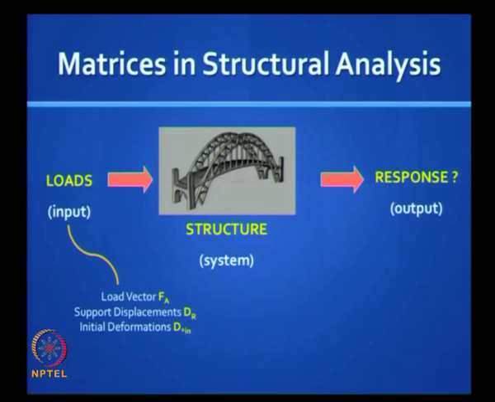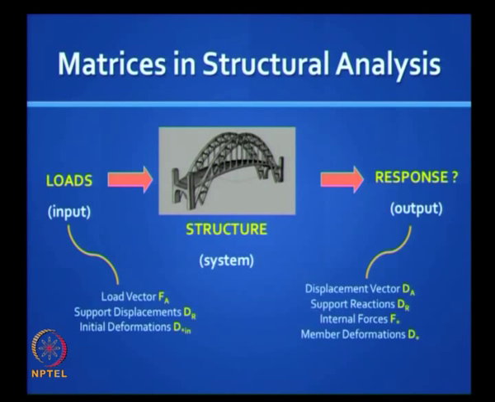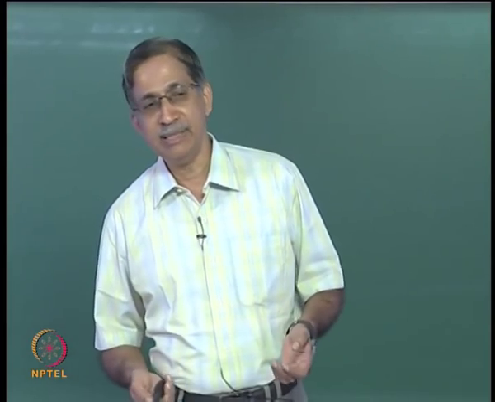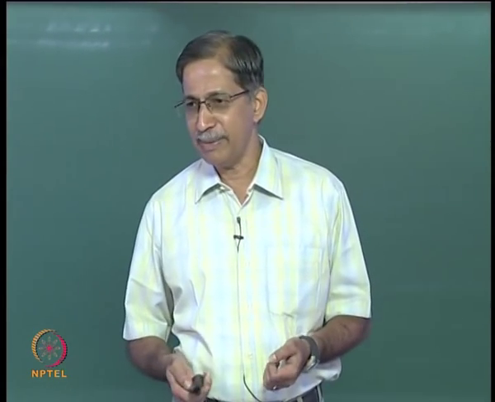For example, from the input side, you definitely have the load vector, which are loads that are applied at different joint locations. You may have known support displacement, so you have a support displacement vector. You may have some initial deformations or temperature changes. And what you need to find is the displacement at all the degrees of freedom that you've identified, the active coordinates. You need to find the support reactions, you need to find the internal forces. You may also want to find the member deformations, like the elongations in truss members.